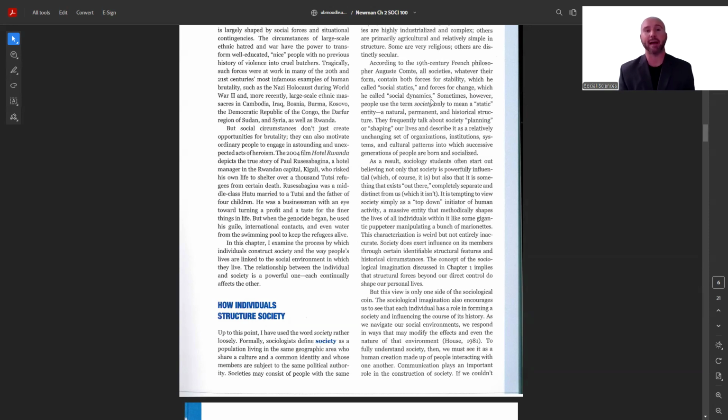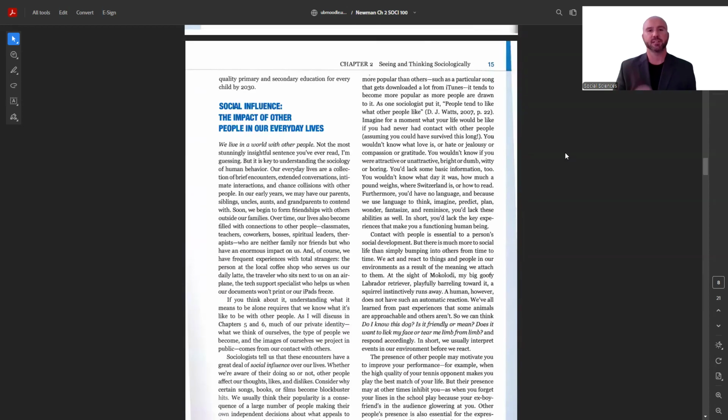Globalization is a macro level, broad level process that we're studying in this course. It's the most macro level process that you can study. So in this section on page 15, where the author of your book is talking about social influence, this is more of a micro level process in which people interact with each other and influence each other.